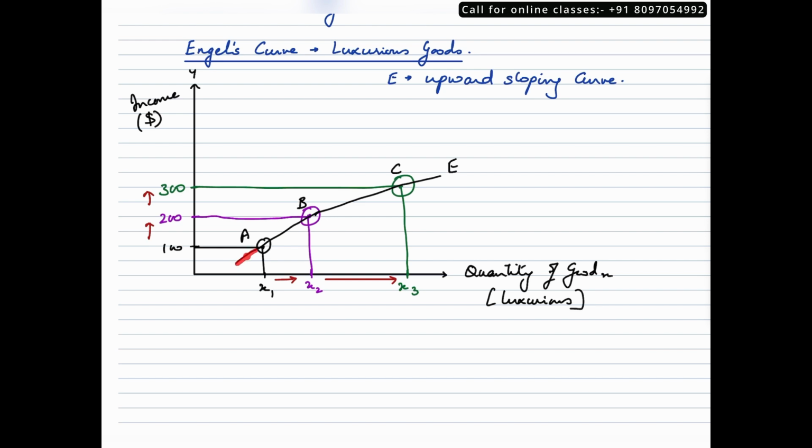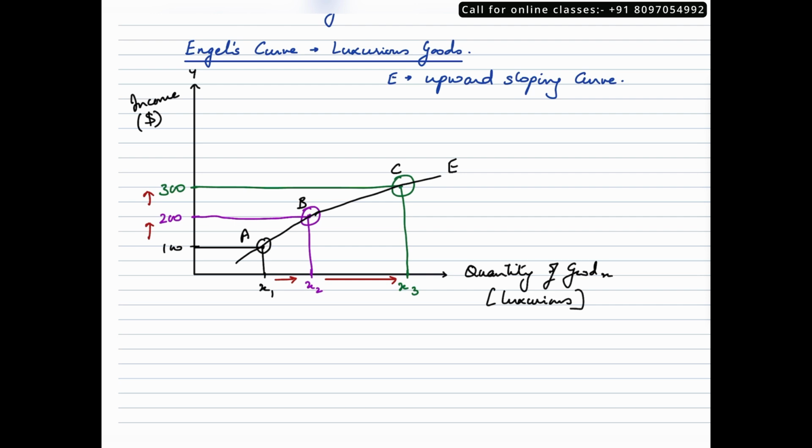Why is this curve bending towards the x-axis? That's because the consumer is not increasing the consumption of this luxurious good in the same proportions as an increase in income. He is increasing his rate of consumption at each increment in income. That's why we are getting this curve which is bending towards the x-axis. Let's take a look at a numerical example and see, just like we did in the previous video.